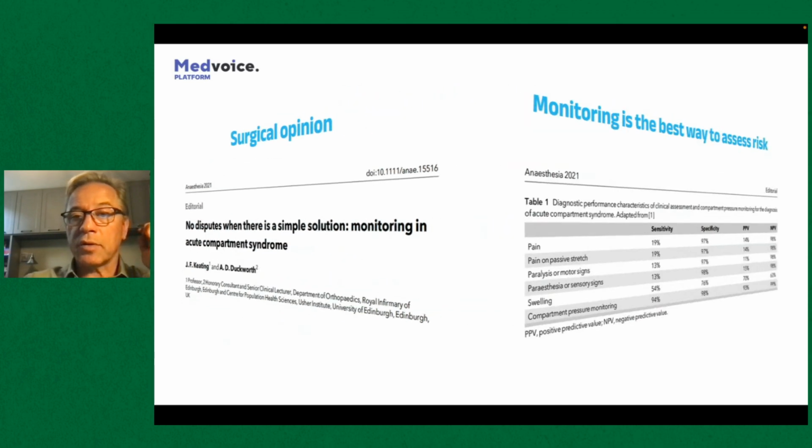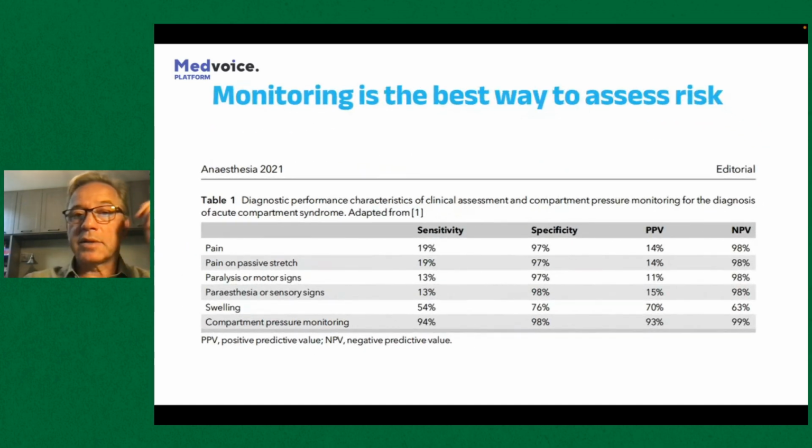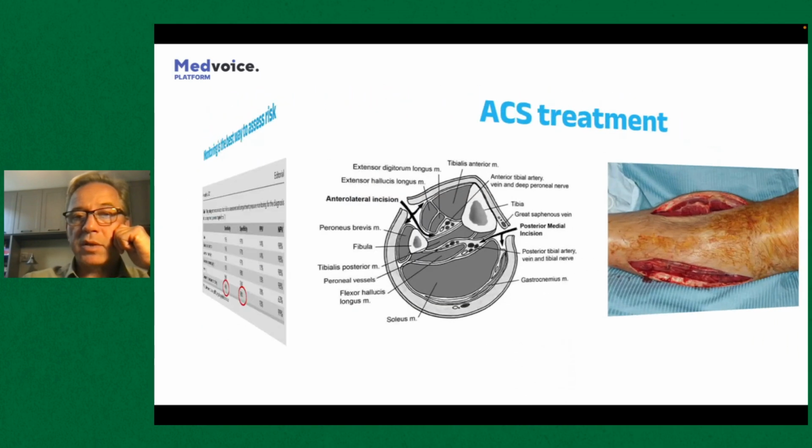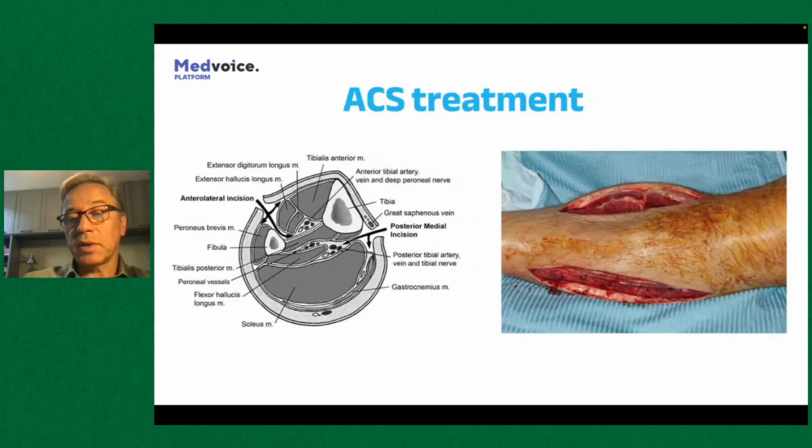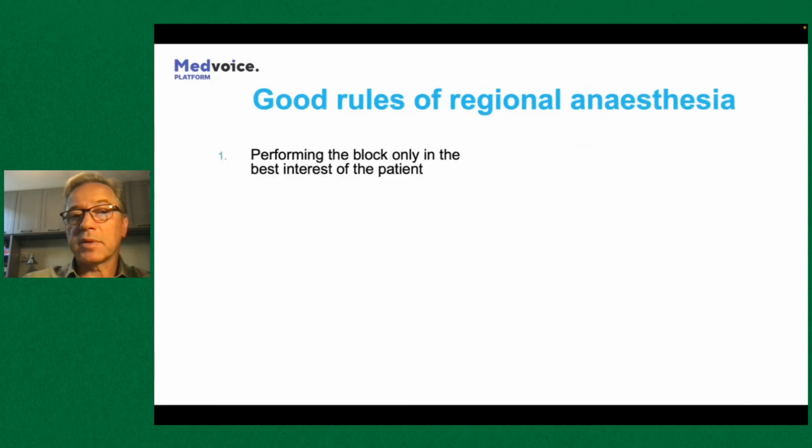It's the monitoring that is important. And this is the graph from that article, where compartmental pressure monitoring has higher sensitivity and higher specificity. So measure the pressure, you will not miss this syndrome, and measure the symptoms. And the treatment is the fasciotomy if that happens.